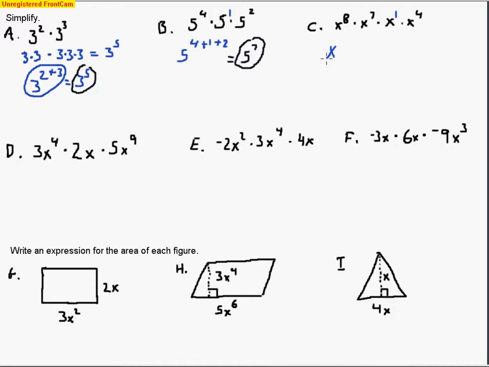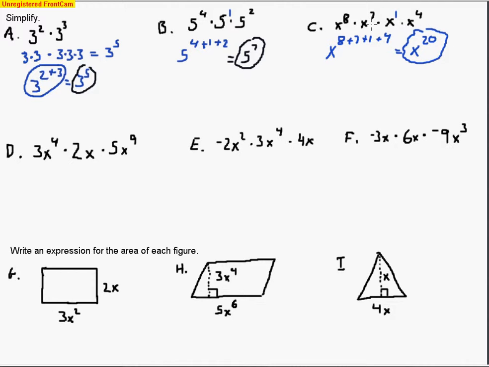We have x as our base, and we count up how many we have. Here we have 8. Here we have 7. Here we have 1, and here we have 4. We're just counting up the number of x's. So 8 and 7 make 15, 1 more makes 16, and 4 more make 20. So x to the 20th power, that would be our answer. All it is is just counting up the number of x's.